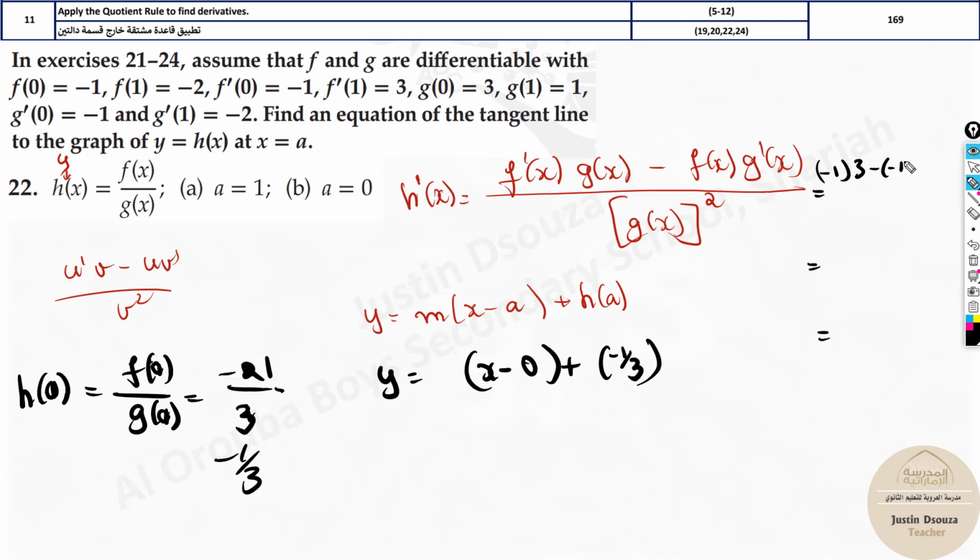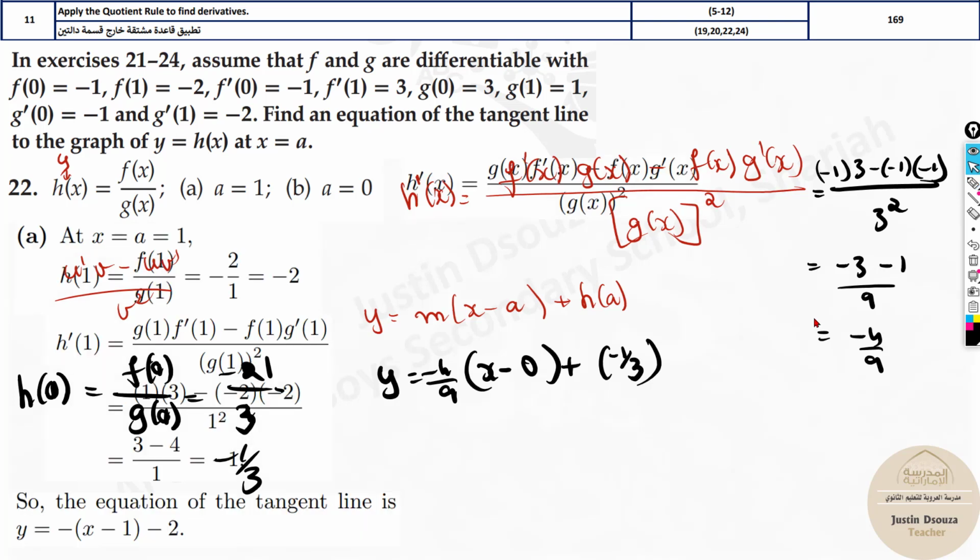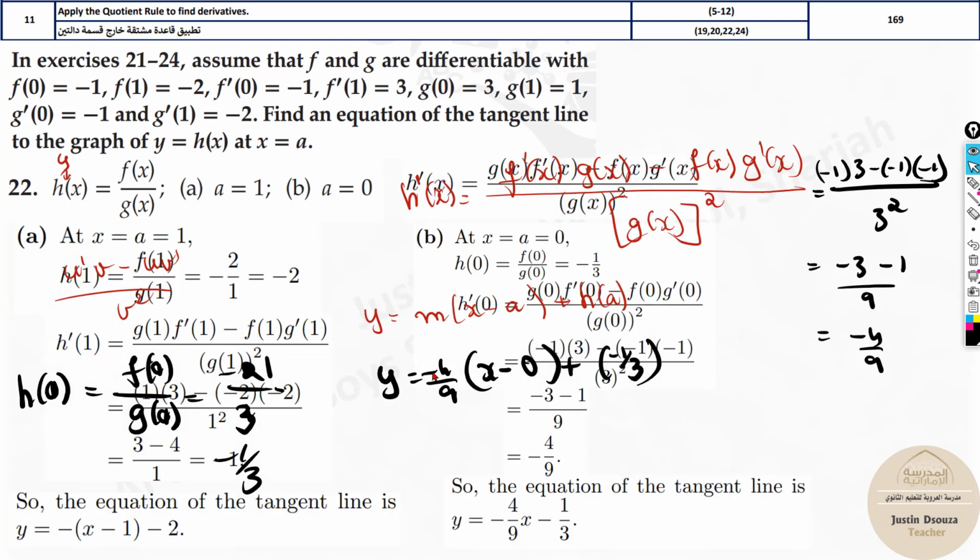It's minus 1 times, last one is g dash of, it's again minus 1 divided by g of x squared. g is g of 0, it's 3 squared. Now this will be minus 3 minus 1 because minus 1 is 1, then again minus is there, and it's 9. It'll be negative 4 by 9. So here it'll be minus 4 by 9. That's the answer. I hope that's correct. Did I miss something? Yeah, it's minus 4 by 9.